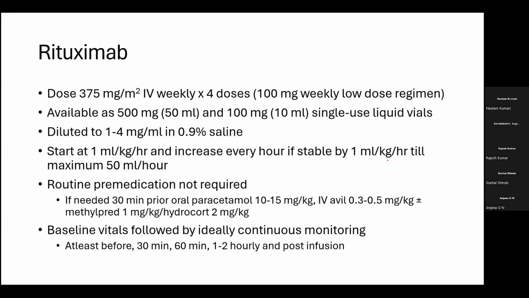Then coming to rituximab, this is given at a dose of 375 mg per meter square weekly for 4 doses. Some centers have published good data with even a low-dose 100 mg weekly regimen. It is available as 500 mg and 100 mg liquid vials. You have to dilute that to a 1 to 4 mg per ml concentration in saline. Again, just like IVIG, you will start slowly at 1 ml per kg per hour and increase every 1 hour by 1 ml per kg per hour till a maximum of 50 ml per hour.